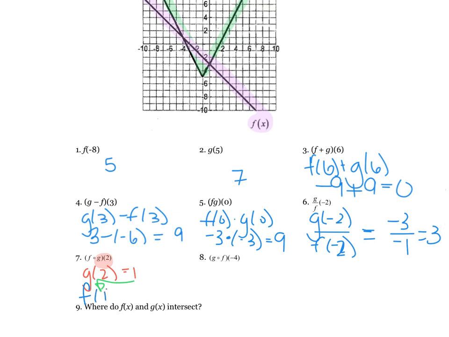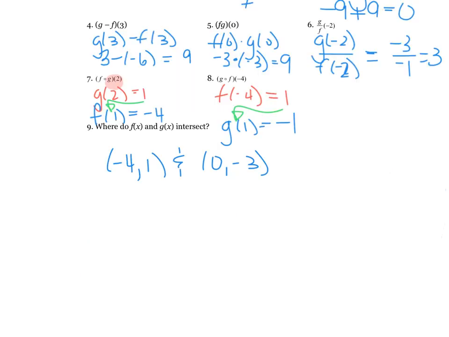So f of 1, Rocky, f of 1 is going to be -4. Okay, so where did I get that from? Here's where x equals 1, go down to f, that's going to be -4. All right, why don't you guys try 8 and 9 on your own and then check your answers. So go ahead and pause the video.